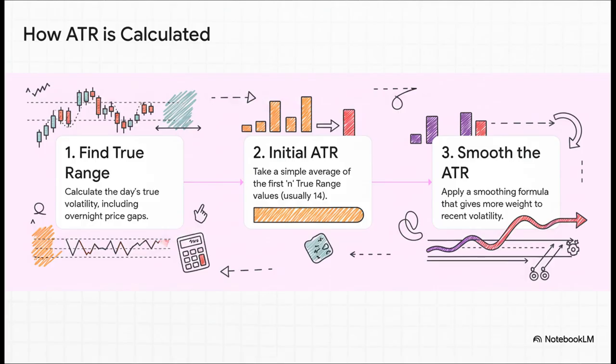First, for any day, you find what's called the true range. This is the genius part, because it accounts for those price gaps that happen overnight. Then, you just take a simple average of those true range values over a set period, usually 14 days. And finally, a smoothing formula gets applied, which is kind of like a moving average but for volatility itself. It just makes sure the indicator is responsive to what's happening right now.